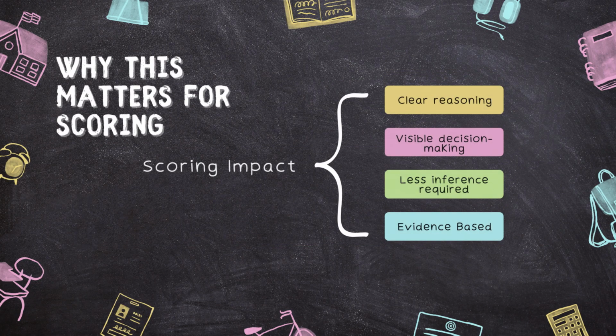In Component 2, scorers are evaluating how clearly you explain your instructional reasoning. When your decisions, purposes, and anticipated learning are explicit, scorers do not have to infer your thinking. That clarity allows scorers to evaluate your professional judgment with confidence. Strong scores come from making your reasoning visible, not from proving results.